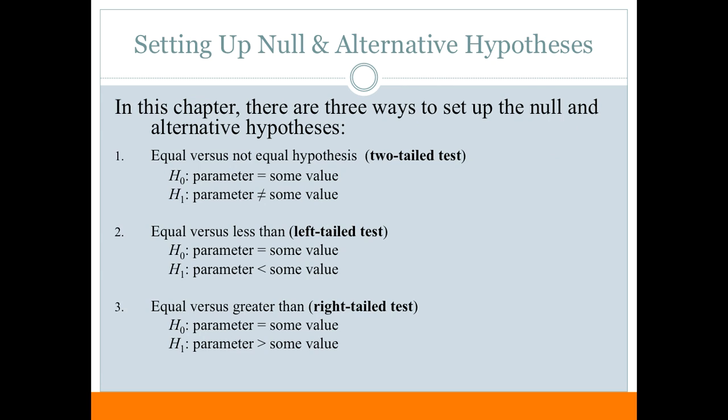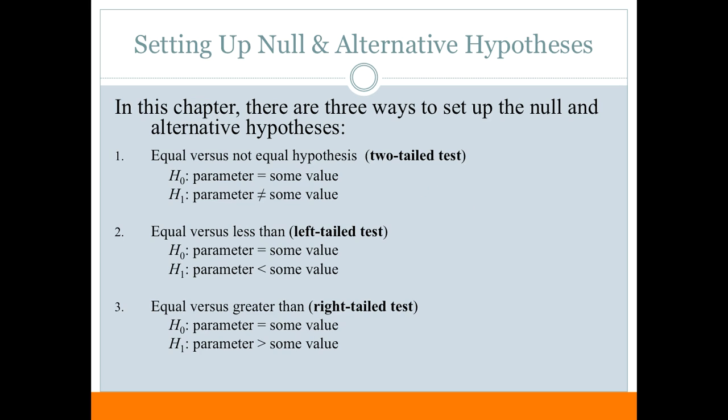So there are three main ways to set up the null and the alternative hypotheses, and these aren't too tricky once you get used to the wording that you'll see. Typically, you're going to see keywords like increased, decreased, or changed, and that's going to help you figure out how to set up your null and your alternative hypotheses.